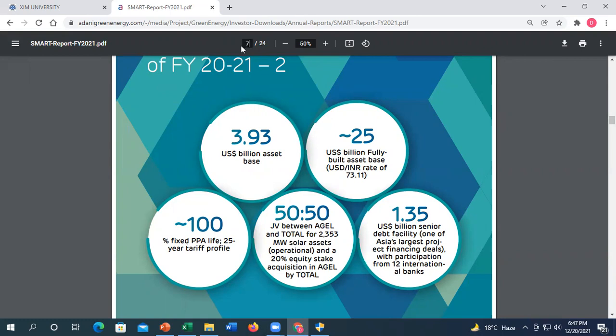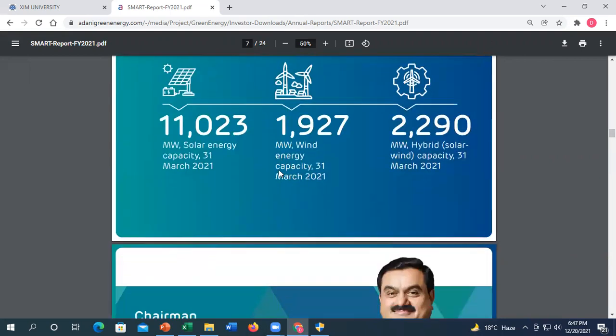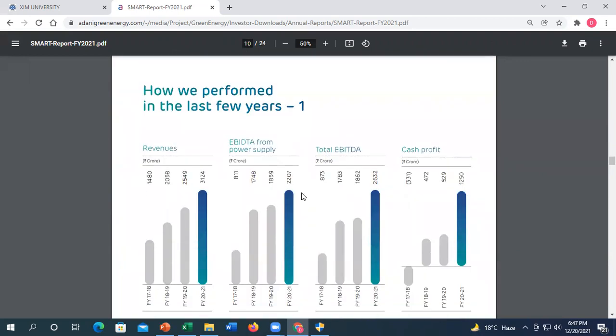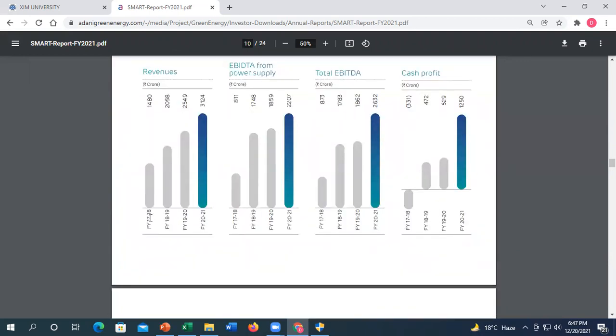Let us see their financial performance. If you see their accounting numbers, yes, the revenue has been increasing consistently for the last 4 years from 1,480 crores to 3,115 crores in 2021. EBITDA has gone up from 811 crore to 2,200 crore, and cash profit has also gone up. But remember, cash profit is not FCFF, okay?